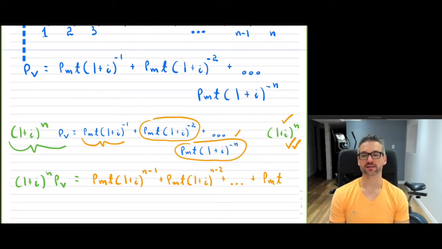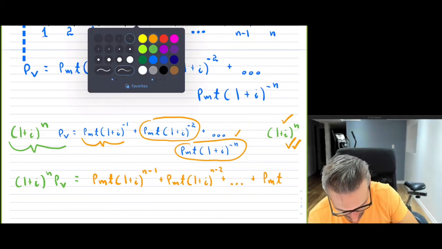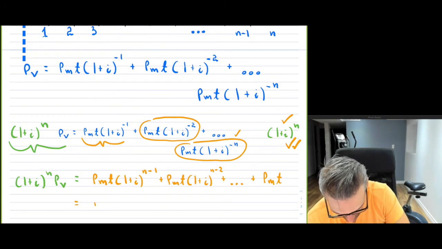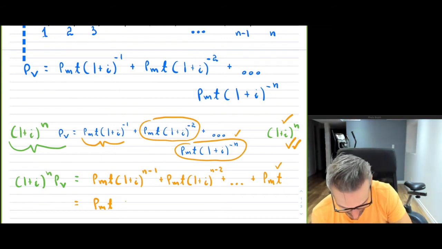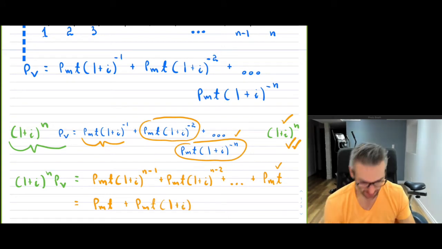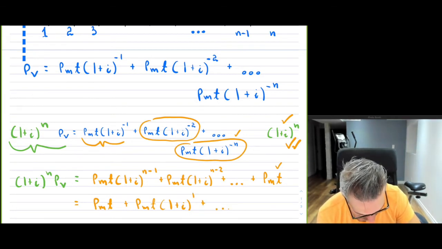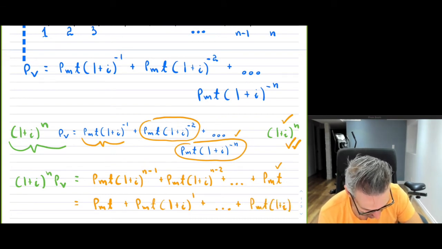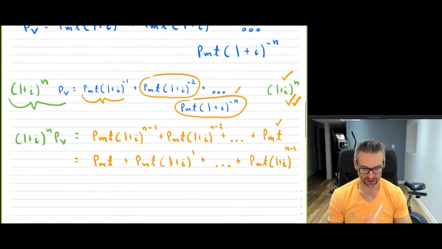And here is the beauty, because now this entire thing, if I reverse this, I'm going to start from payment and go backwards all the way to the front. Plus, it's going to be plus payment times (1 plus i). The next one is going to be payment times (1 plus i)... all the way to payment times (1 plus i) to the n minus 1. So I've just flipped them. Nothing really changes; all I've done is flip the order.